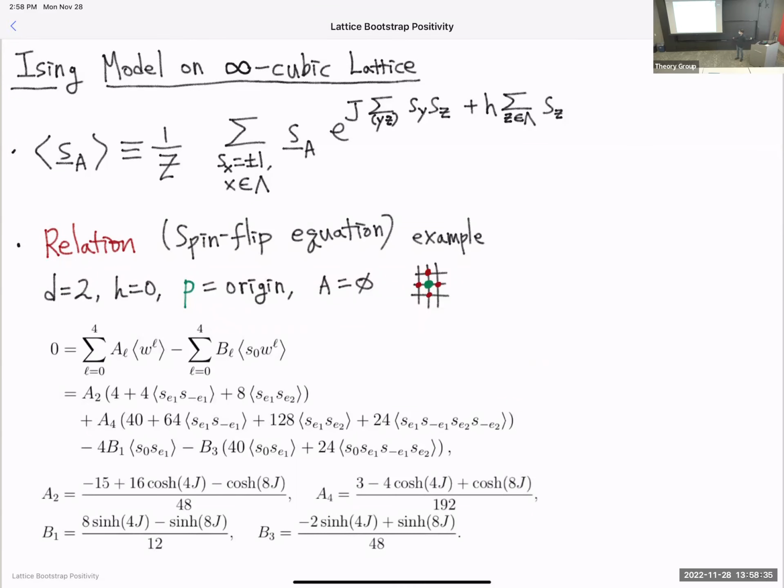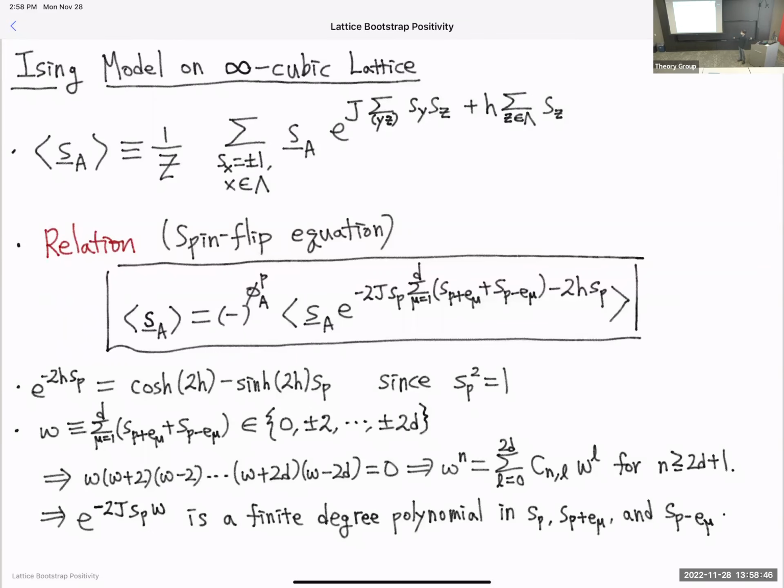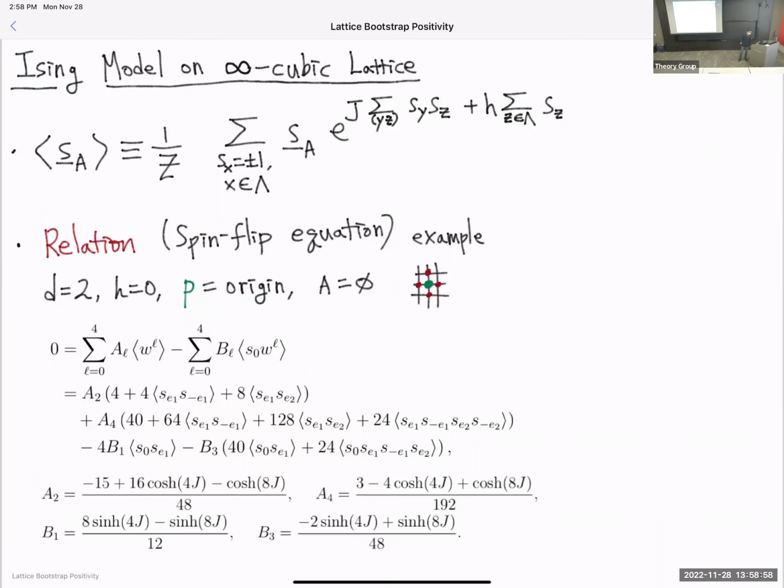So let me give you an example. So this is for the square case. And let's set external magnetic field to be 0. And you notice this spin flip equation exists for each choice of subset A and the spin flip P. Okay, for each of those choices, you have this equation. Okay, so in this example, we are going to choose P to be the origin and the subset A to be the empty set. Okay, so on the left-hand side, we just have 1. Okay, 1 is equal to something. Once you write everything out, this is the expression you get.